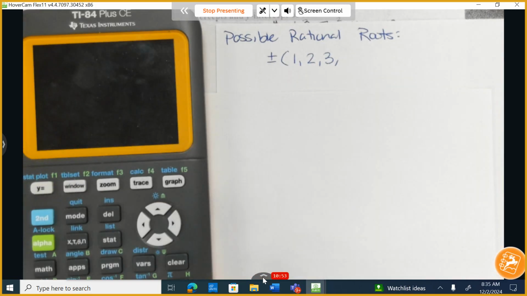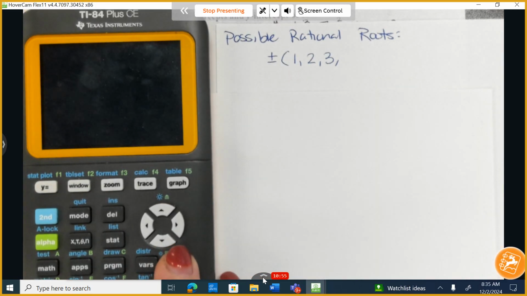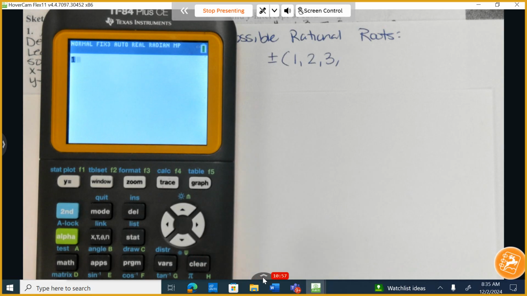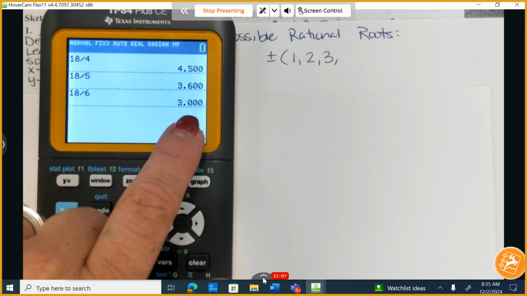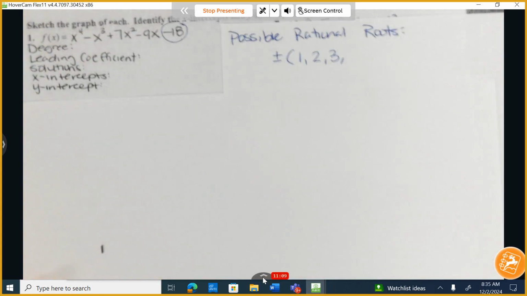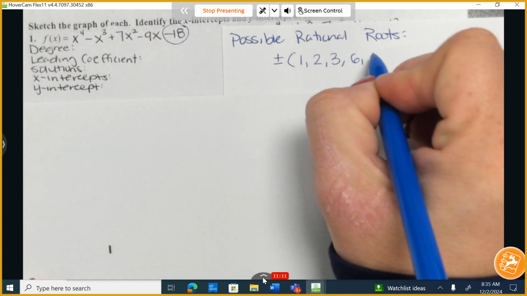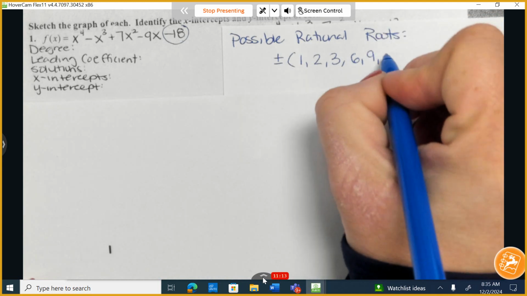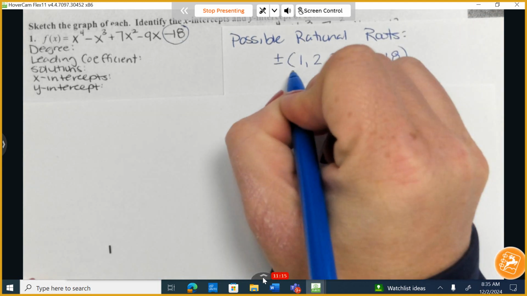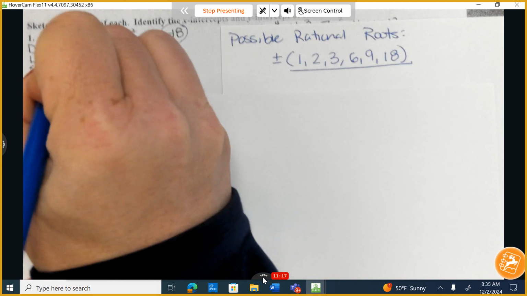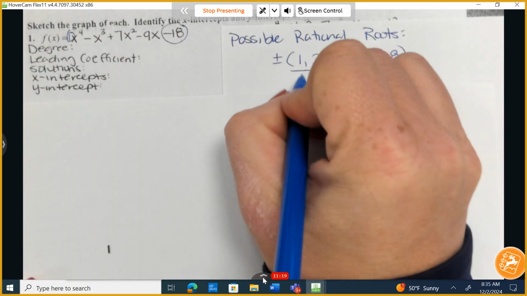If that doesn't make sense to you, watch really quickly. I come over here, I turn on my calculator, and when I take 18 divided by 4, notice I don't get a nice whole number. But if I take 18 divided by 5, I still have the same thing, a decimal. But 18 divided by 6 gives me a nice whole number. So 1, 2, 3, 6, 9, and 18. Those are all factors of 18. The leading coefficient is a hidden 1.